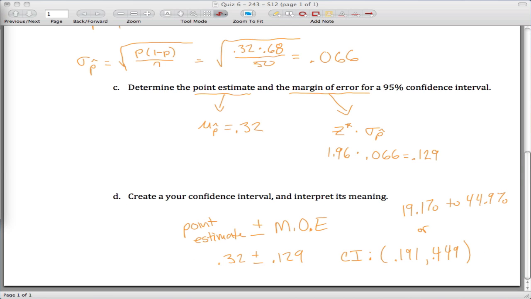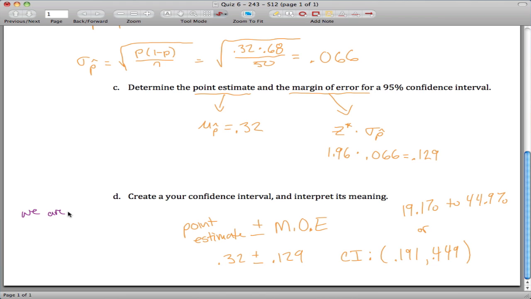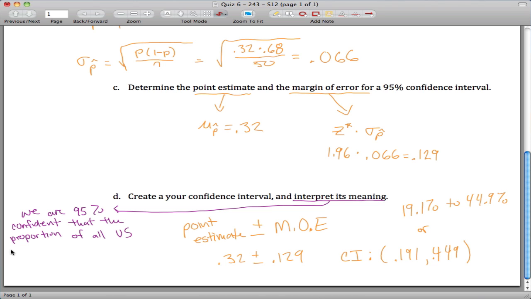Oh, and interpret its meaning. All right, I should do that. So what this is saying is we are 95% confident that the proportion of all U.S. college professors with blue eyes is between 19.1 and 44.9%. So that's what this means. And I guess that's the end of this quiz.